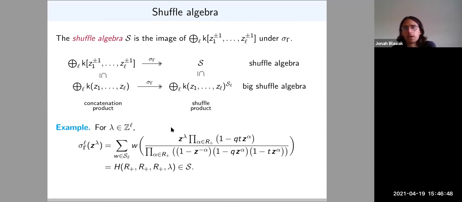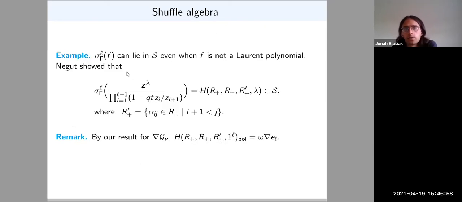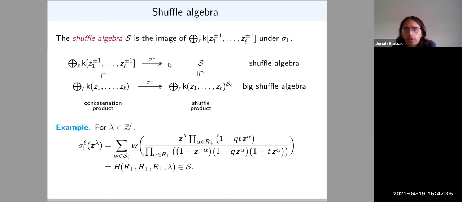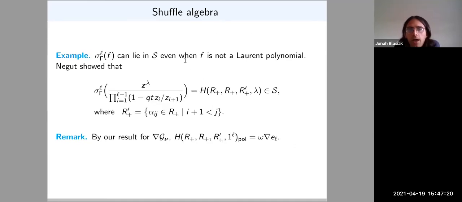Now, here's something closely related, just to give an idea of what can happen. This symmetrization can lie in the shuffle algebra even when f is not a Laurent polynomial. This gamma symmetrization map has a kernel. So if there's something in this space that differs from something in the Laurent polynomials by something in the kernel, then it still lands in the shuffle algebra. And that actually happens in interesting examples that are relevant for us.